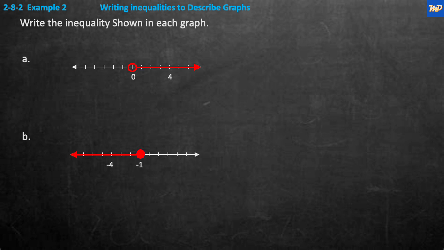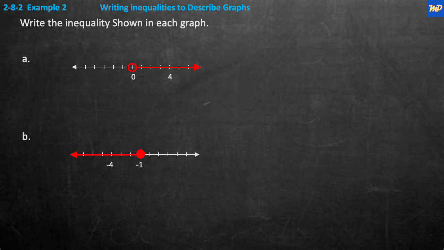Okay, objective 2, writing inequalities. It says right here, you can write an inequality for a graph. So we're going to get some graphs shown to us, and we're going to write inequalities. So example 2, writing inequalities to describe the graphs. We're going to write an inequality shown in each graph.